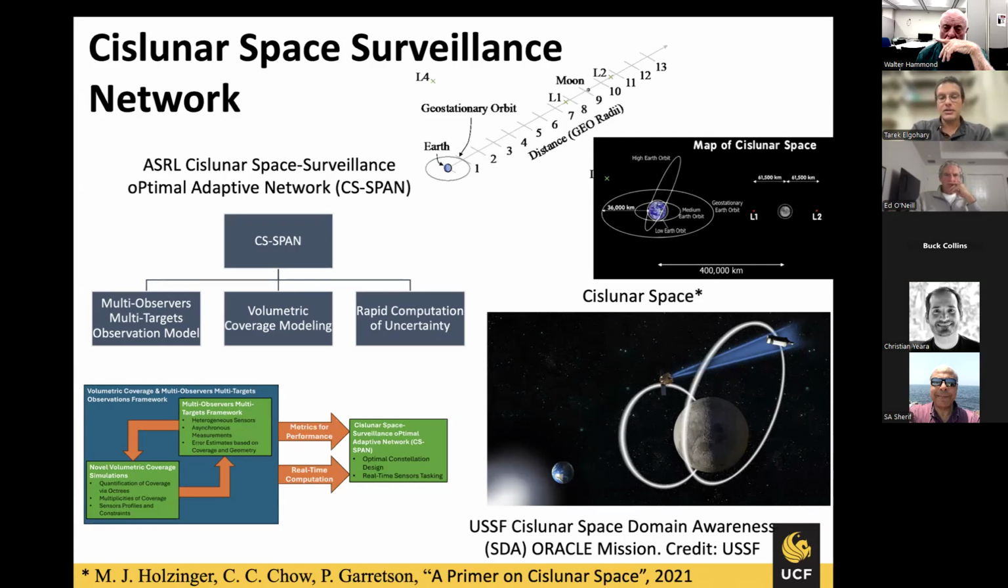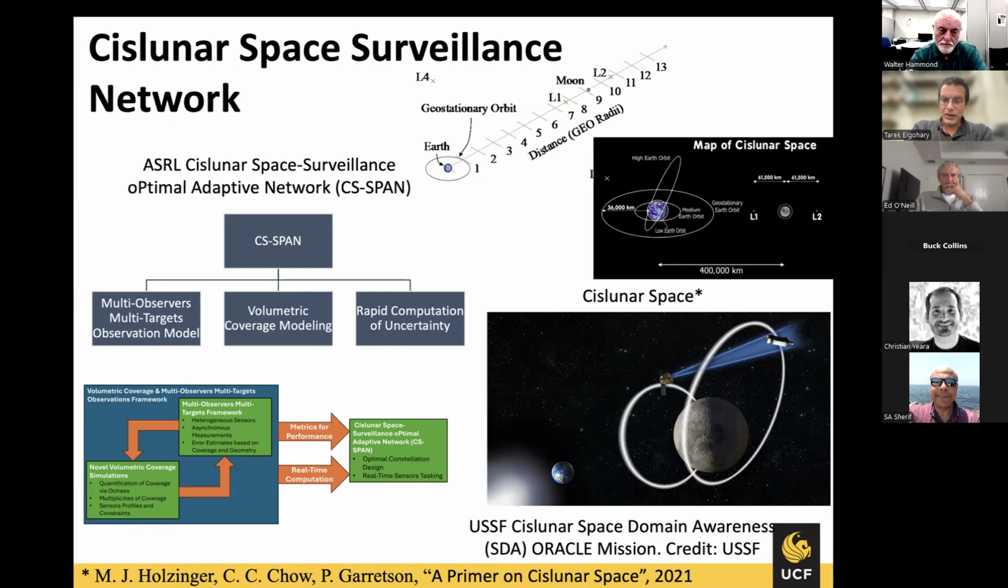The other part of it is how we quantify coverage in that space. What are the fundamental research tools that we can come up with to quantify coverage, essentially volumetric coverage in the cislunar domain, and how we can do this rapidly and efficiently so that it transfers to tasking and optimization. And I'll talk a little bit about that. And then finally, how we can rapidly compute uncertainty.